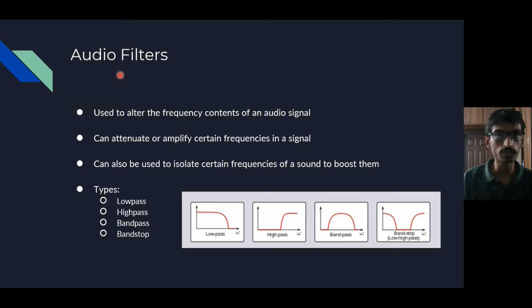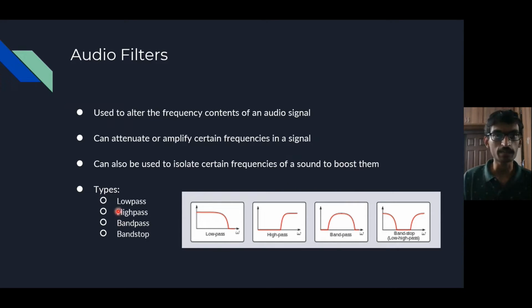So what is an audio filter? An audio filter is used to alter the frequency contents of an audio signal. More precisely, it can attenuate or in some cases even amplify certain frequencies present in a signal. Another use of audio filters is to isolate certain frequencies of a sound in order to boost them, that is, amplify them or make them more prominent.